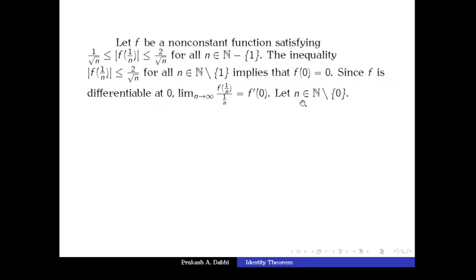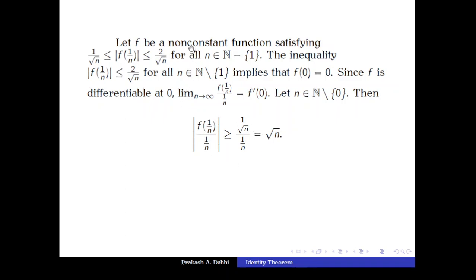Okay, now we take any n. This is where I made a mistake. I should write n minus 1. Then f of 1 by n divided by 1 by n. What is known to us? Mod of f of 1 by n is greater than or equal to 1 upon square root n, and 1 upon n as it is, so that is going to give us square root n. But then the limit of f of 1 by n upon 1 by n is not going to exist, because square root n can be made as large as we want by taking n large. So this is a contradiction.